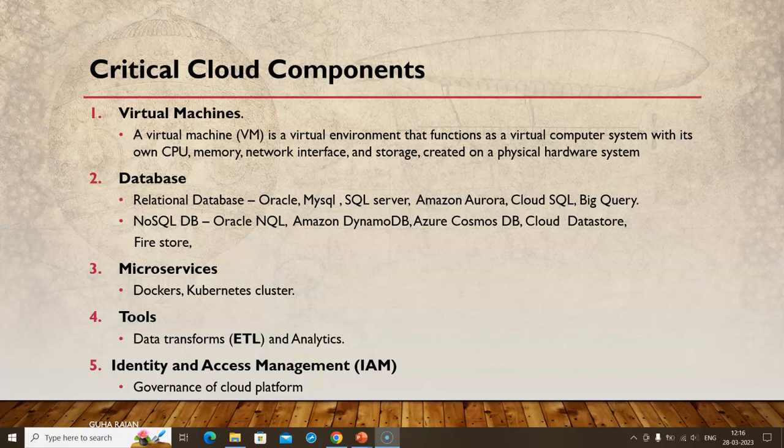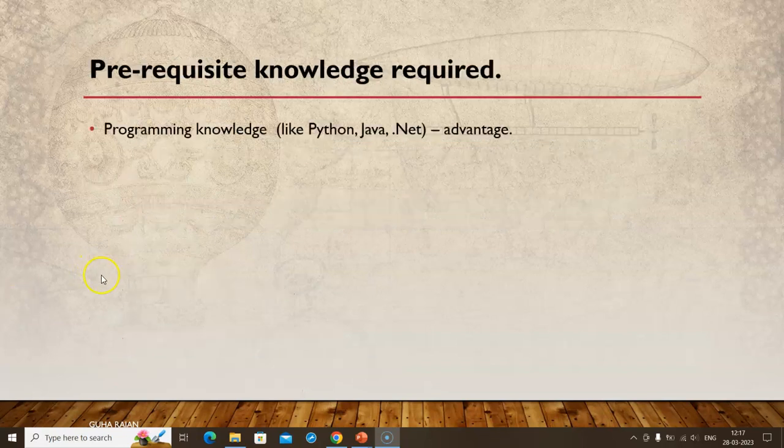So these are the broad classification of critical cloud components. Once you have this, and again, all of the cloud vendors provide this under various names. They do provide this offering. And next comes, once you have this understanding, what is it that you require to learn the cloud? So we will see that as well.